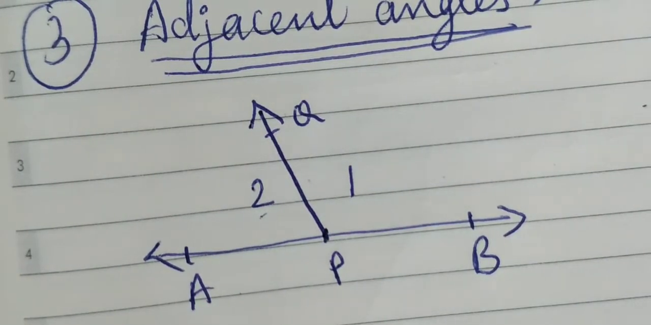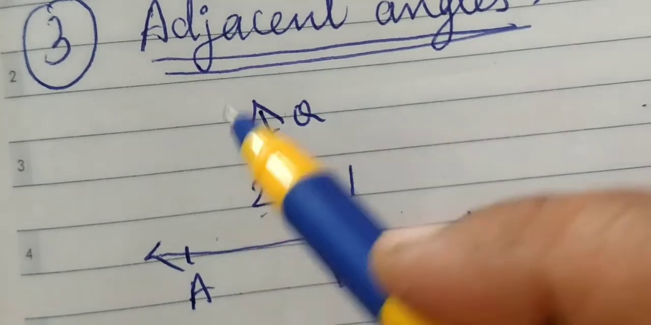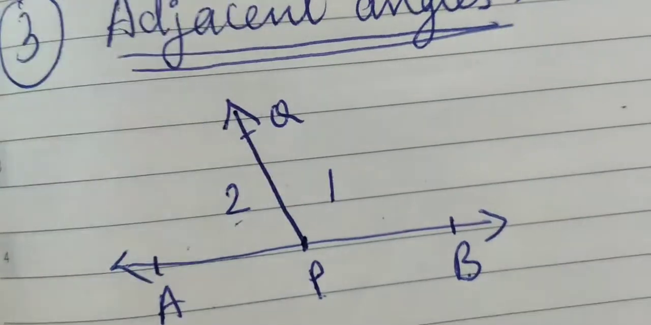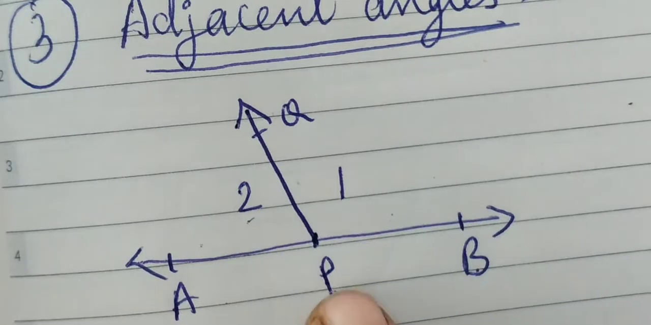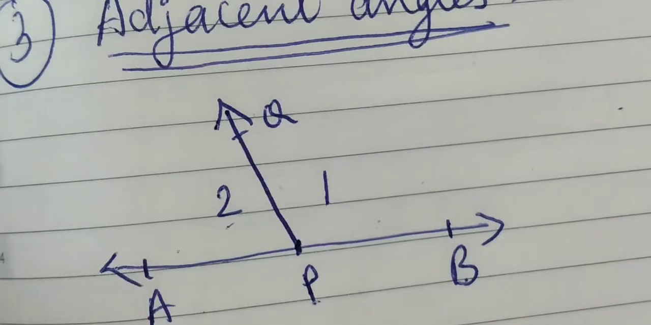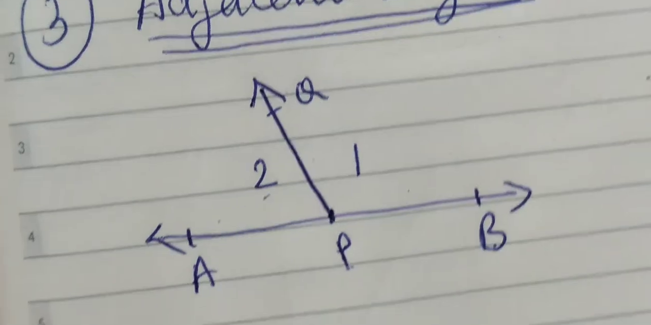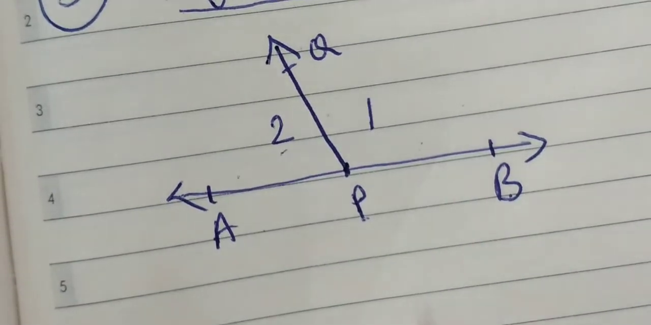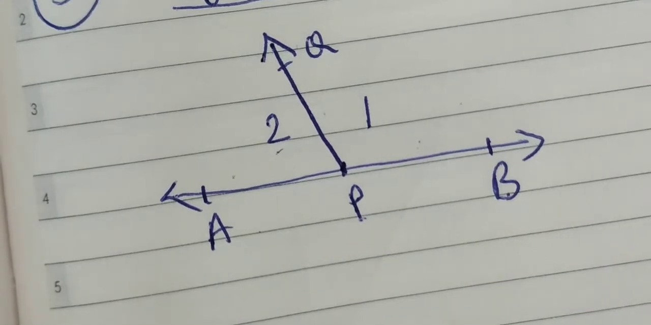Then the uncommon arms are ray PB and ray PA. They are uncommon arms and they are on either side of the common arm. So you have understood this. Then 1 and 2 is considered to be a pair of adjacent angles.